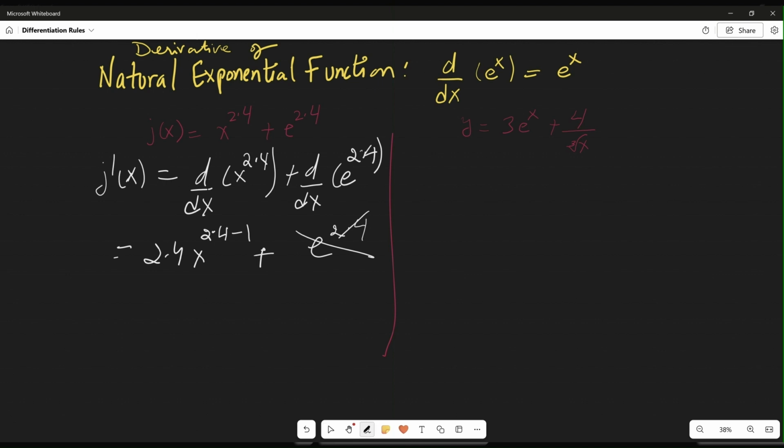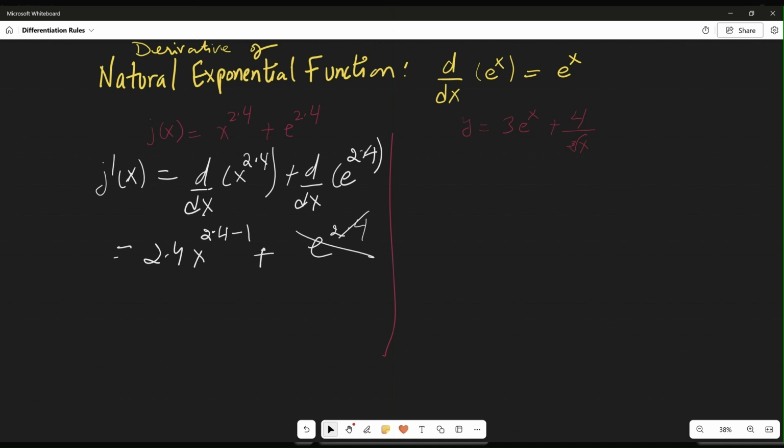And in this scenario, this is simply just e to the 2.4, which is simply just, I think e is approximately 2.17, if I'm not incorrect, something like that. And then basically it's just a number, right? E raised to 2.4 is simply just a larger number. So, and we already know this is constant derivative rule, right? That derivative of constant is what? Zero.